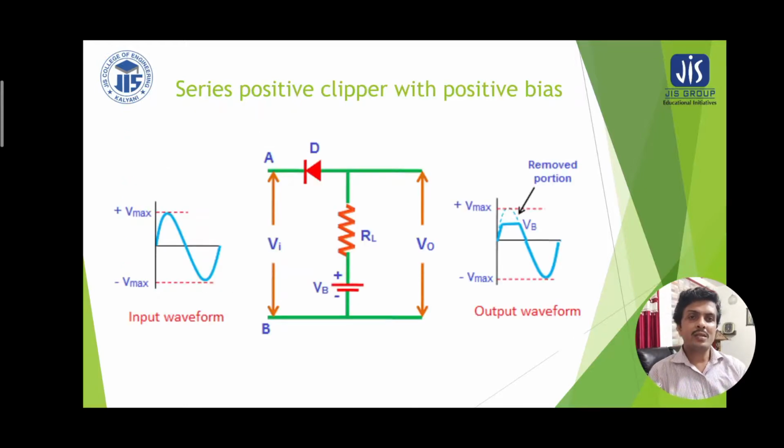Now, in this example, we are seeing a series positive clipper circuit with positive bias. With bias, the bias may be positive or negative. In this case, we are applying the positive half cycle to the input side of the diode, and it is not removing the total positive half cycle, but we get partial reduction of the positive half cycle.